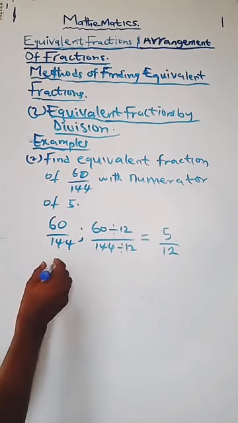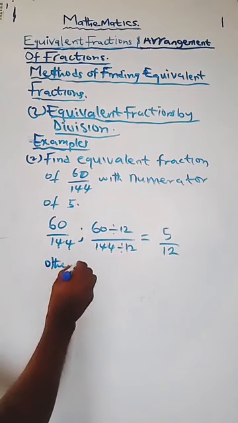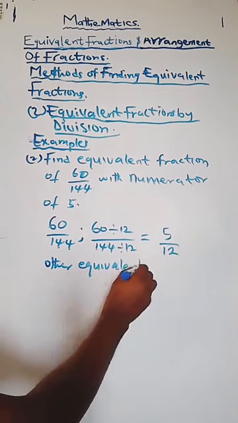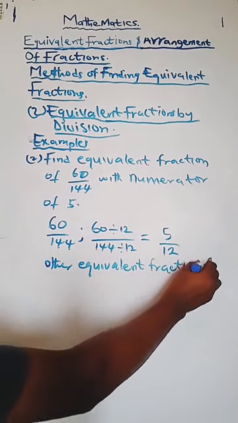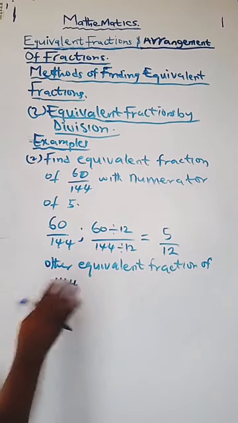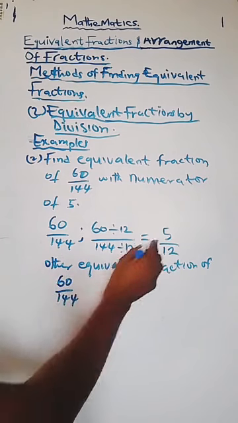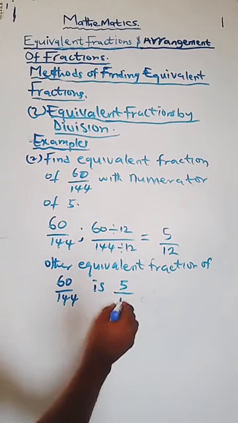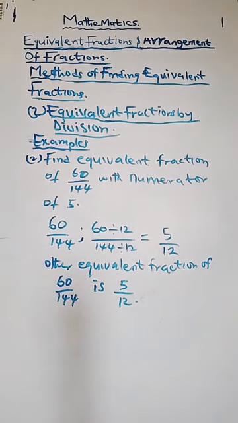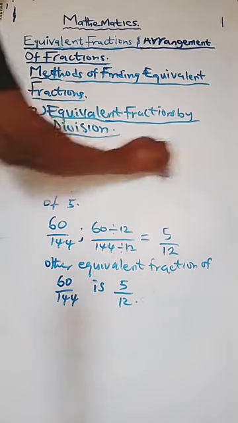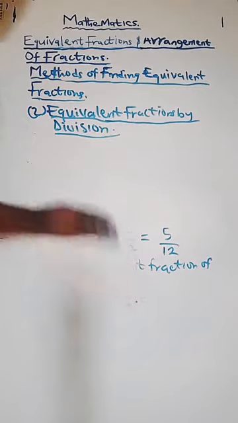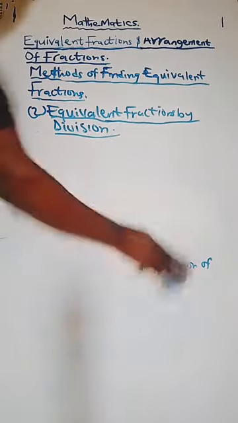So the other equivalent fraction of 60/144 with a numerator of 5 is 5/12. With these examples, you now understand how to find smaller equivalent fractions. And with the one we did under the first method, I believe you should now be able to understand how to find larger equivalent fractions as well.